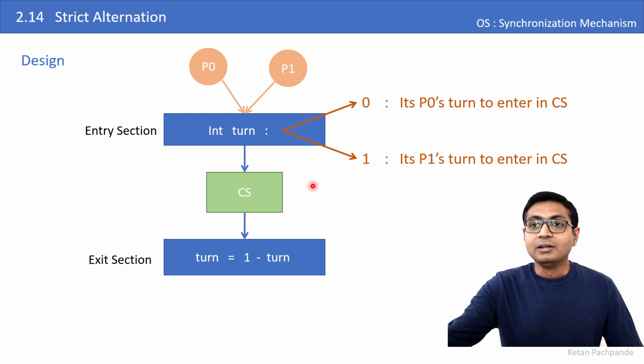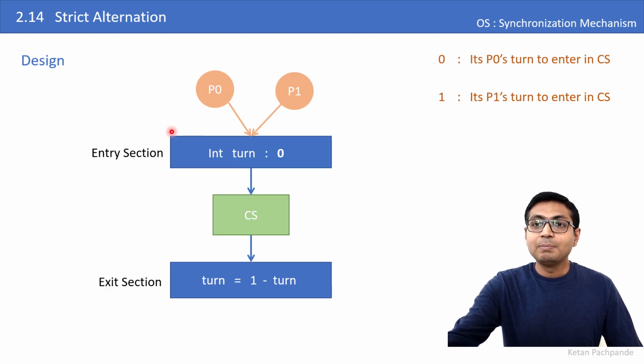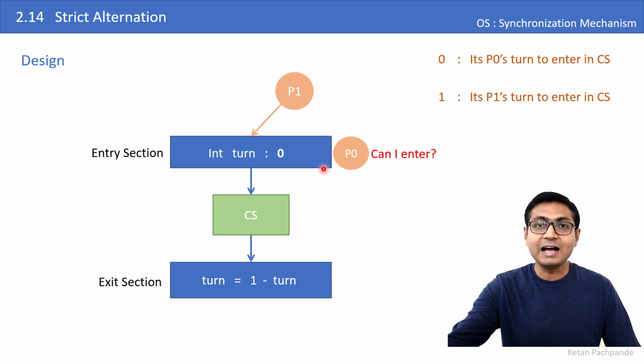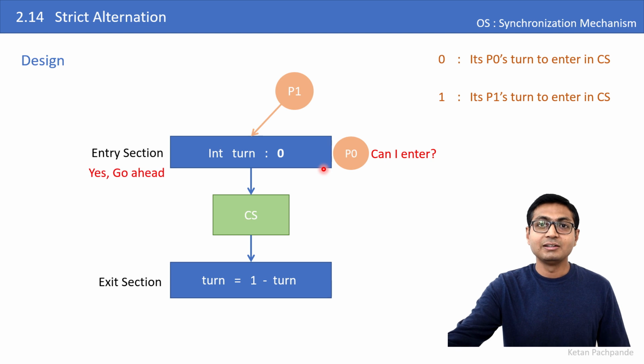Alright. Let me demonstrate with the help of some numbers here. So let me take the current value of turn as 0. Now as the current value is 0, and if the process P0 first asks the entry section, can I enter into the critical section? Now what is the current value? Which is 0, means it is P0's turn. Let the process go ahead.